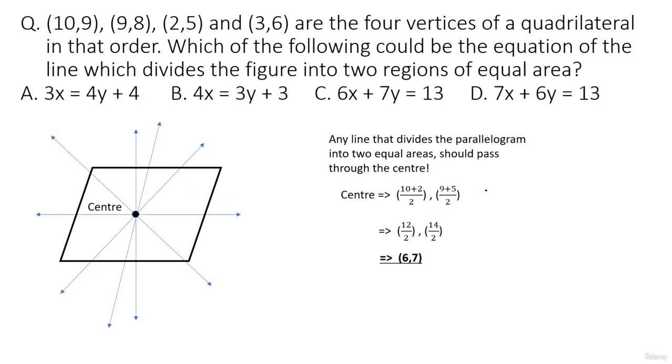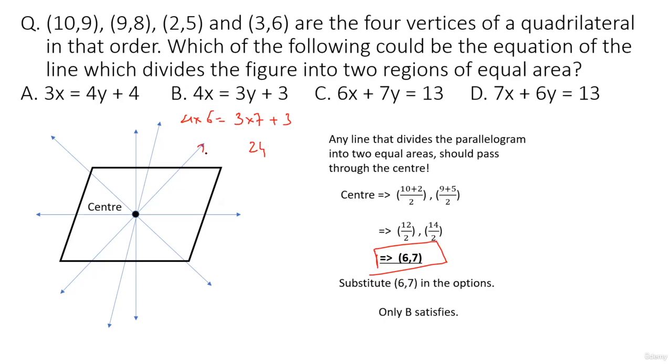Now this required line will always pass through the center of the figure. So just substitute (6, 7) in the options given, and only option B satisfies. If you observe carefully, 4 into 6 is equal to 3 into 7 plus 3. 21 plus 3 is 24. 24 is the same. That means option B is the answer.